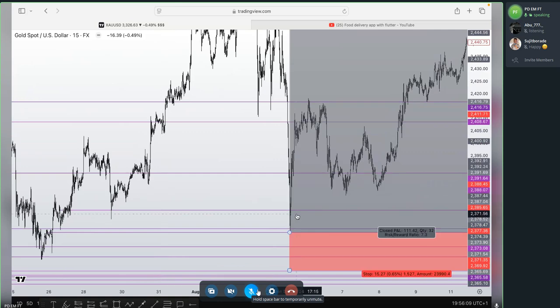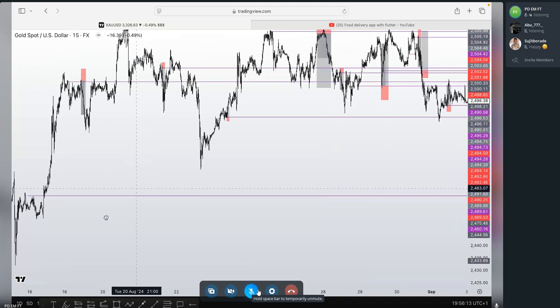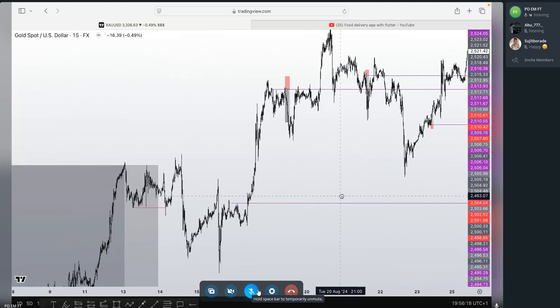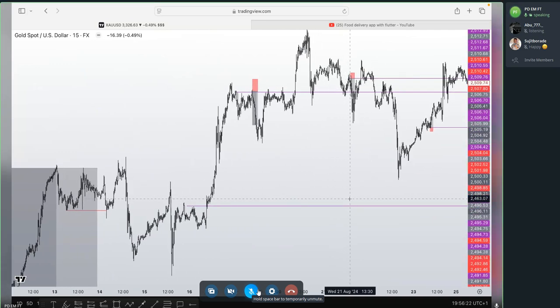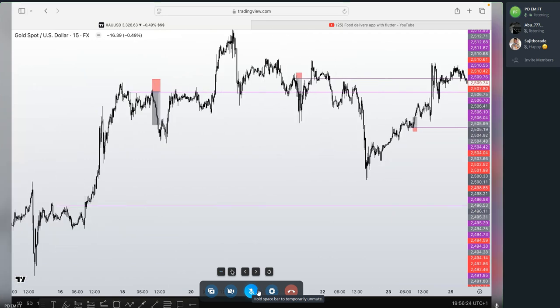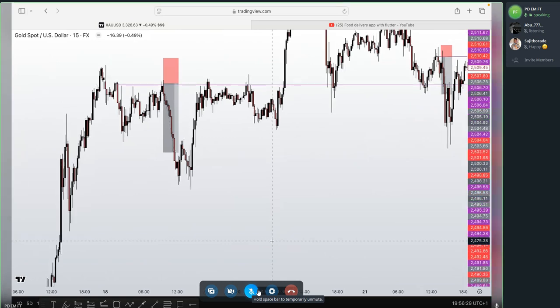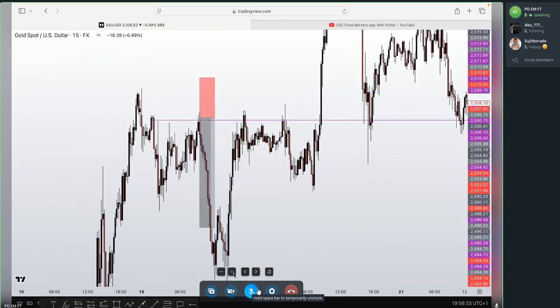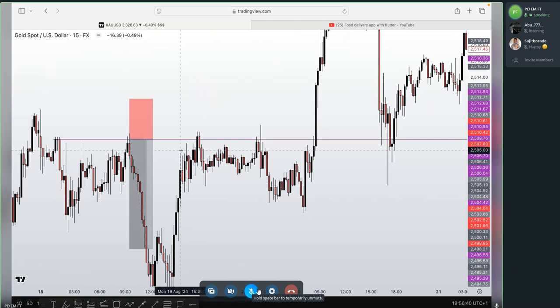This is a higher time frame example. We'll come to higher time frame. So look at this example. In the little adjustment, here you see the doji.